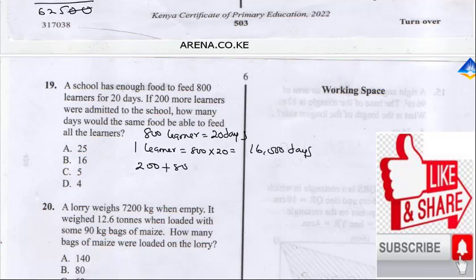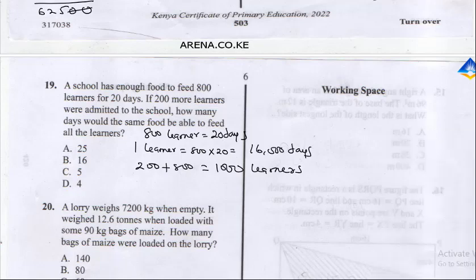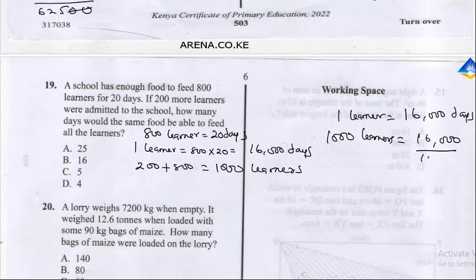Okay, so now recall that they said if 200 more learners were admitted, so it's going to be 200 plus 800, which will now be 1,000 learners. So for 1,000 learners, if for one learner it's 16,000 days, then that means for 1,000 learners it is going to be 16,000 divided by 1,000. So that means 16 days is the final answer.